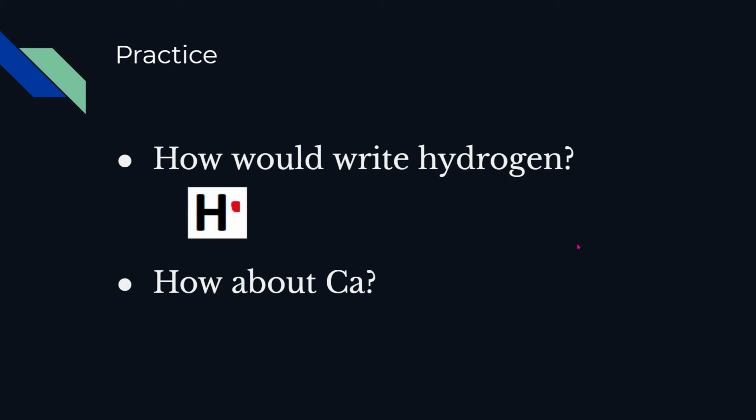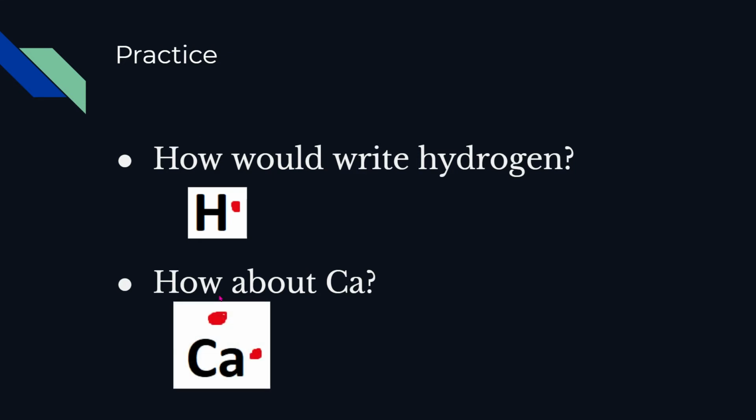Alright, so the answer for hydrogen is H with 1 dot because hydrogen is the first one there. Calcium has 2 dots around it because it's in group 2. And it'll look like this. If you want more practice on these, there's going to be a link labeled right now that'll give you a little bit more practice on these.